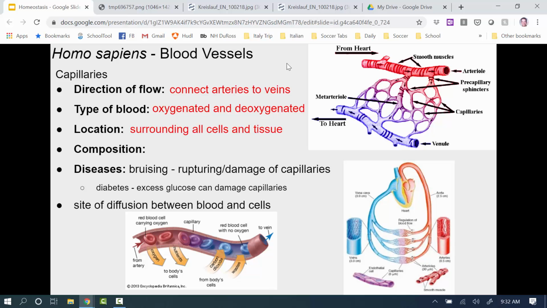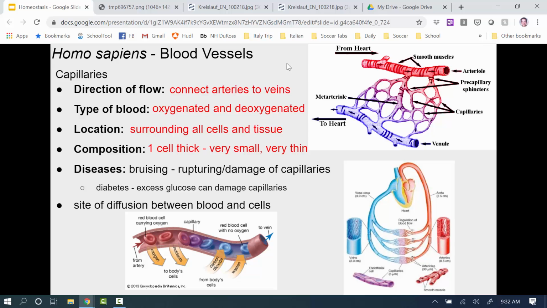They're all throughout our body. They're very, very thin. They're just a single cell thick, and they're so narrow that red blood cells have to go through single file. That's how small these capillary networks are.